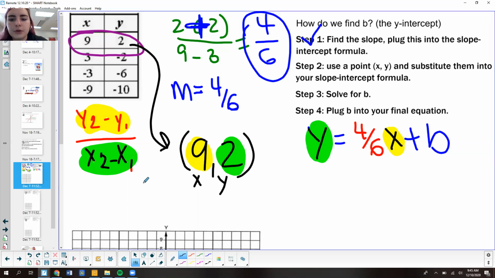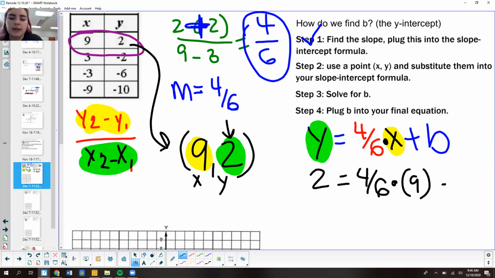All right, so next I'm going to go ahead and rewrite this. Remember, I'm substituting in 2 for y. So I'm going to write 2 equals 4/6, because that's my slope. And remember the relationship between slope and x. Whenever you see y equals mx plus b, m and x are being multiplied. So that's why I replace x, which in this case is 9, and I multiply the slope by that number.